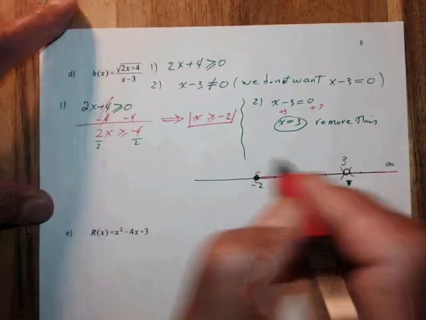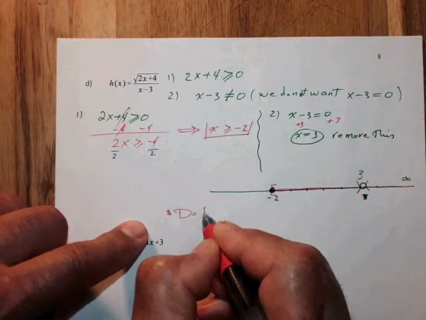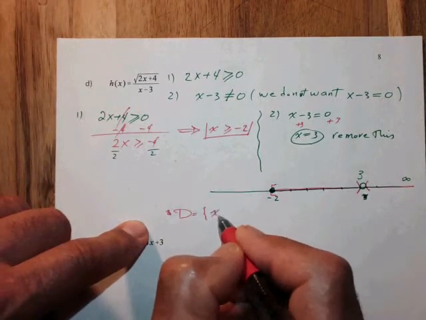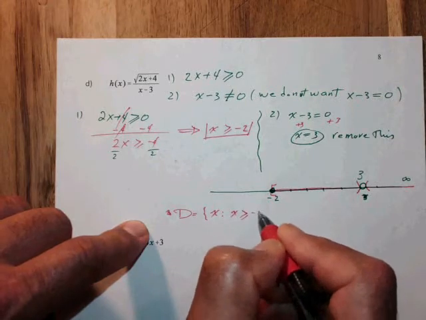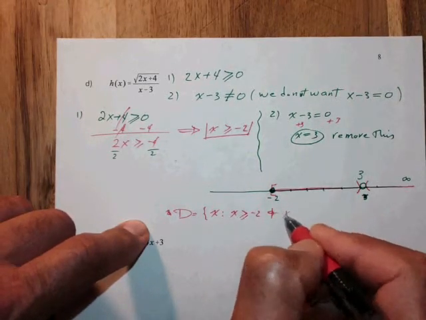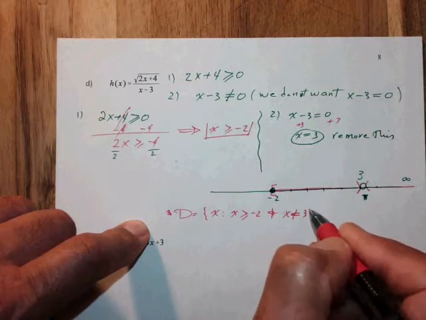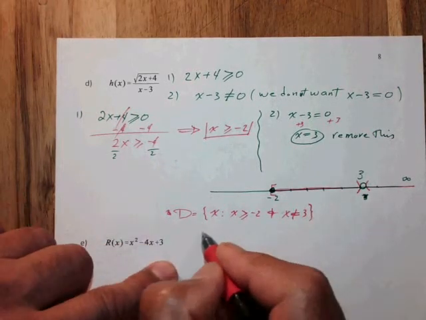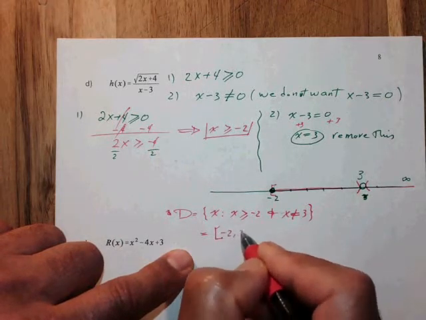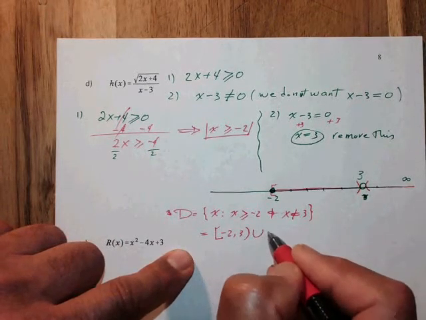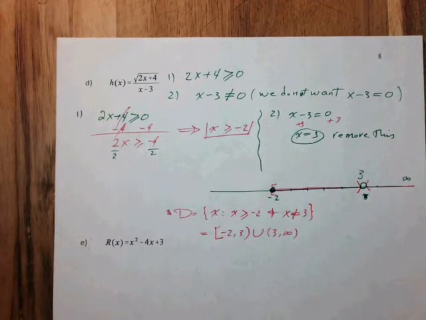Okay. So if you want to write it out, you say domain is the set of all x's such that x is bigger than or equal to negative 2 and x not equal to 3. Which is the same thing as saying I go from negative 2 to 3, then union from 3 to infinity. So that is interval notation.